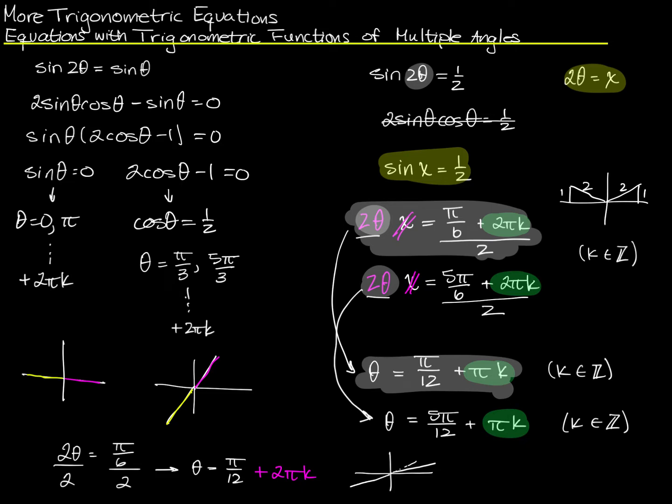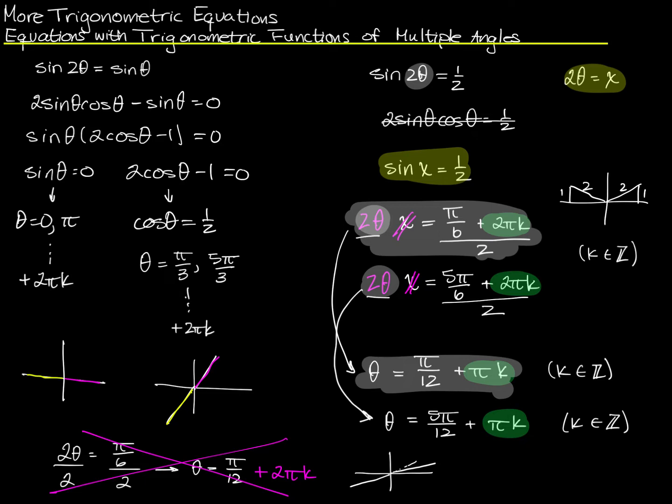So by waiting until the very, very end to write plus 2 pi k, I'm skipping all of these solutions. So you have to be careful. Once you find your primary solutions, add the 2 pi k right away. And then when you divide both sides by 2, you'll have captured all of those solutions that you would have missed otherwise.